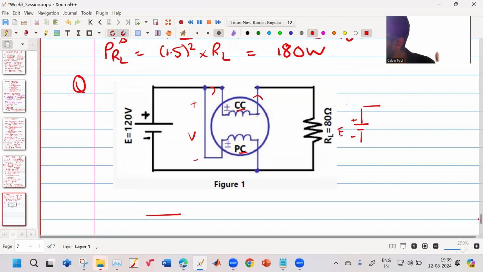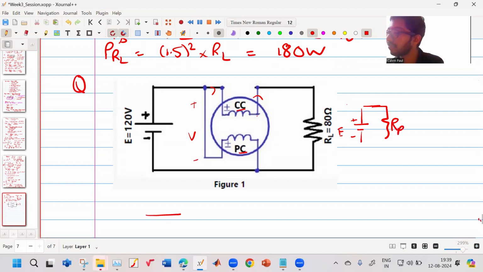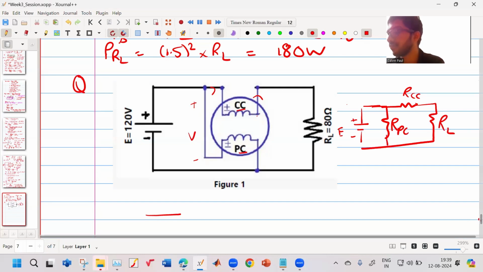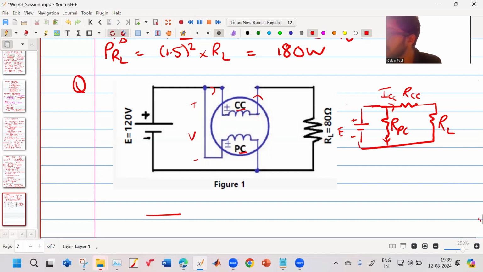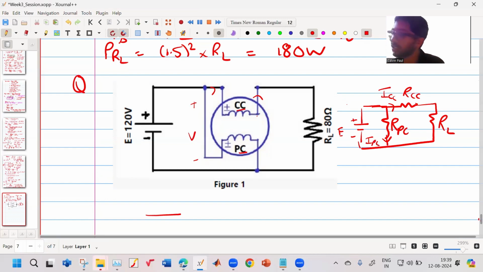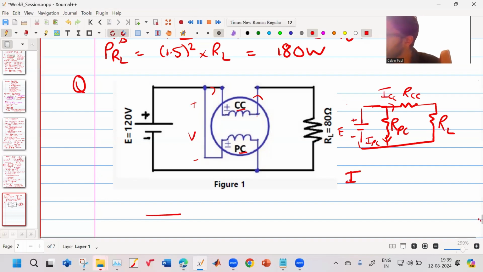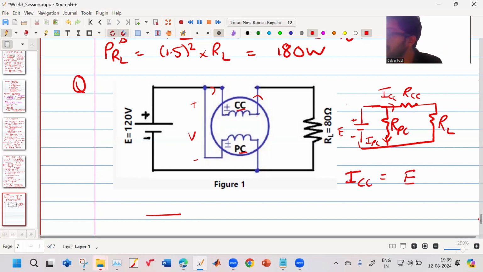Your E, your RPC, your RCC, and your load RL. Okay. So this is the current going through your current coil. This is the current which is going through your pressure coil, and this is the load RL. So now, how much is this current? How much are these voltages? We'll find out. So your current through your current coil is given by E divided by RCC plus RL.